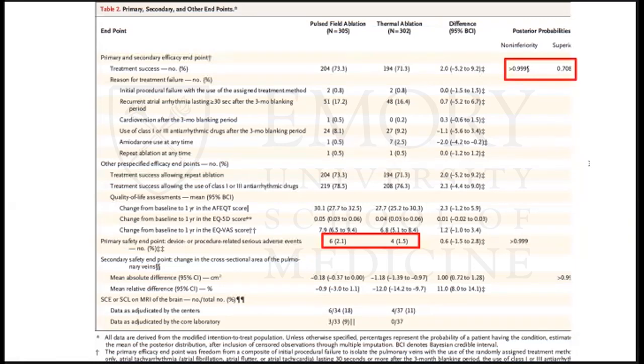And then the repeat ablation was performed for clinical recurrence in 14 patients who underwent PFA initially and 20 who underwent thermal ablation at 1 year. And then the durability of the pulmonary vein isolation in patients who underwent a repeat ablation was 64.8% per vein with the PFA group and 64.9% per vein for thermal ablation.